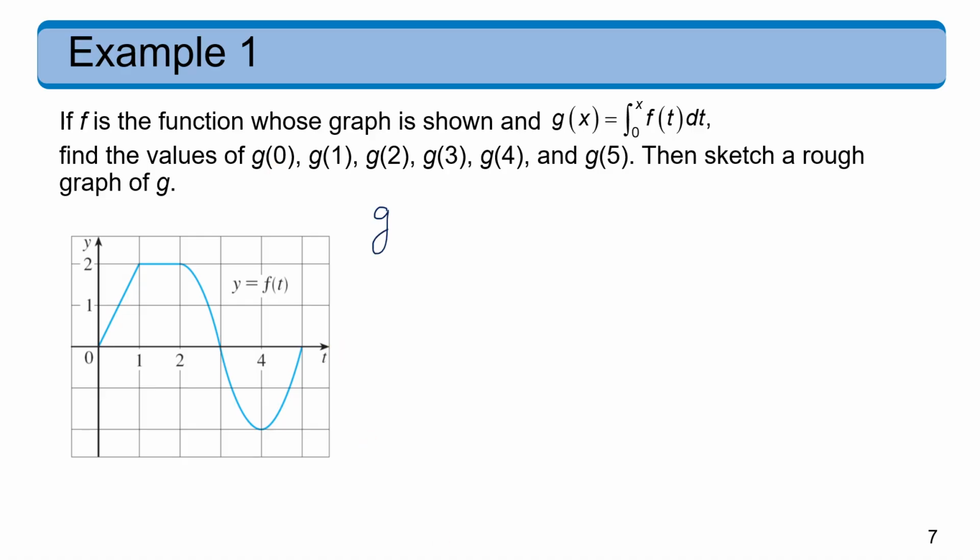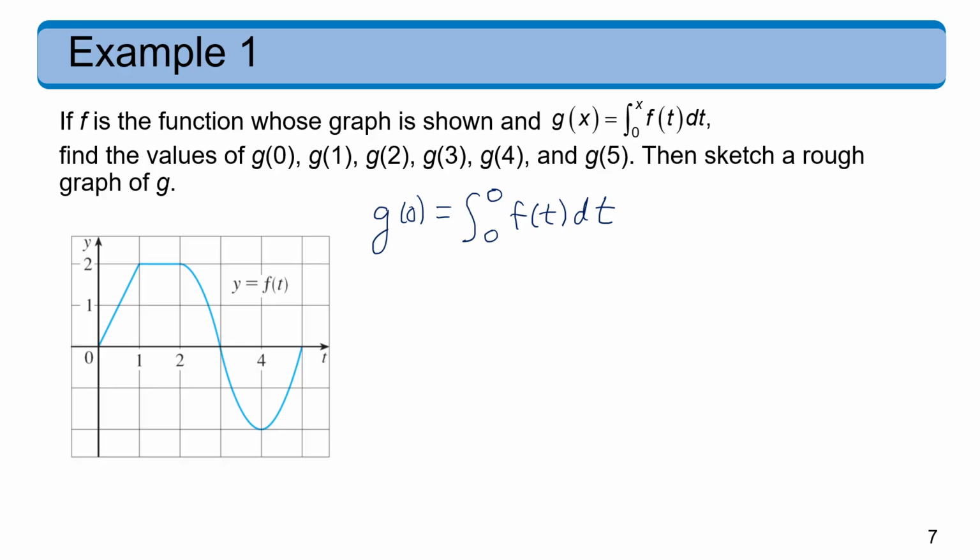So g of 0, if you look at the formula for g of x up at the top right, you can see it's the integral from 0 to x, but we've replaced x with 0, right? G of 0 means we're substituting in 0 for x. And then there are no more x's, so just copy the rest, f of t dt.